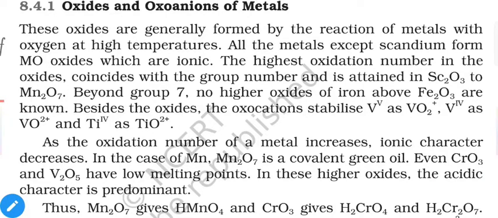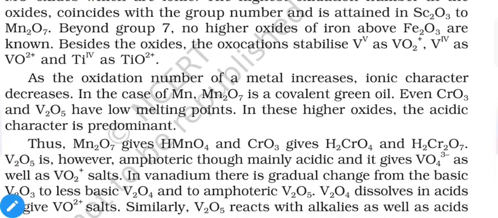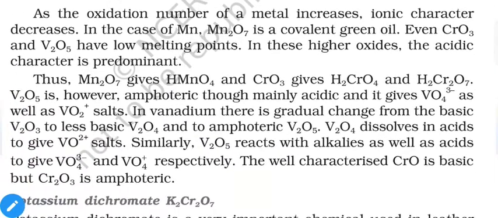The highest oxidation number in the oxides coincides with the group number and is attained in Sc2O3 to Mn2O7. Beyond group 7, no higher oxides of iron above Fe2O3 are known. Besides the oxides, oxocations stabilize V(V) as VO2+, V(IV) as VO2+, and Ti(IV) as TiO2+. As the oxidation number of the metal increases, ionic character decreases.